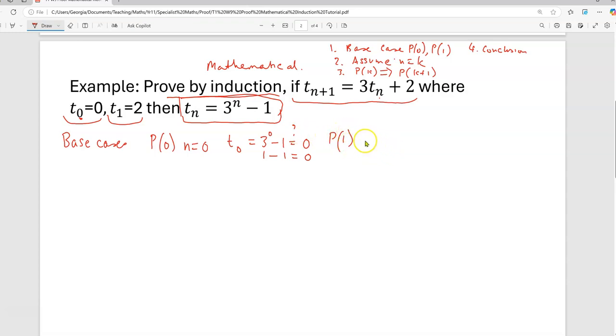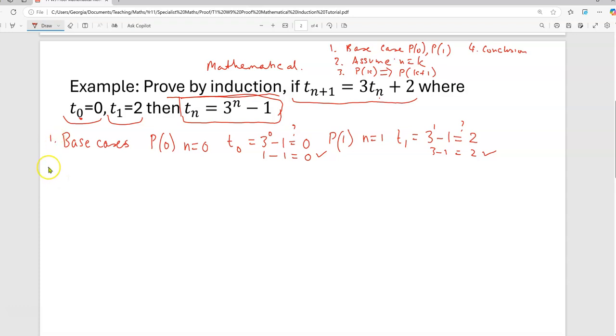For n is equal to 1, basically we're saying, well, does T1 equal 3 to the power of 1 minus 1? Now T1 was said to be equal to 2, so does it equal 2? Okay, you can see pretty much 3 minus 1 is going to equal 2. So that's correct. So both base cases are correct.